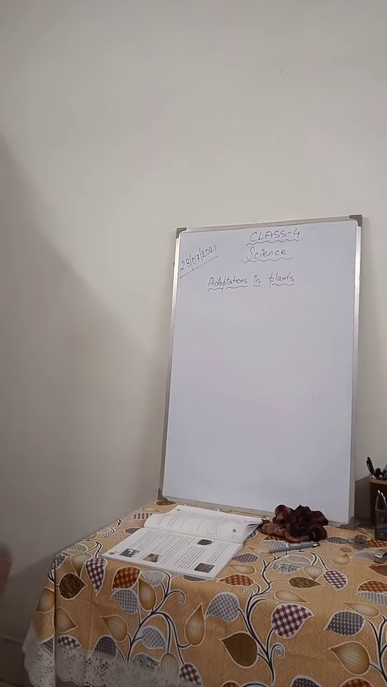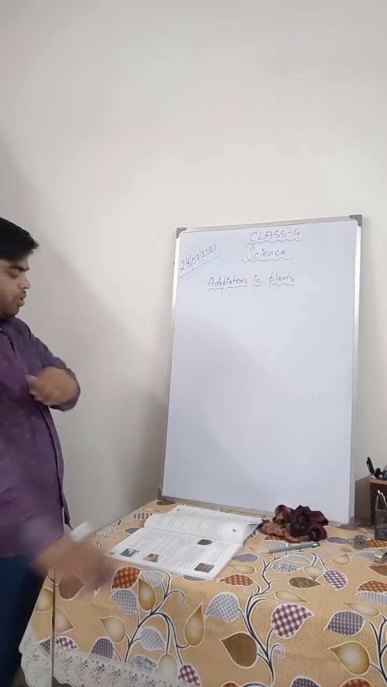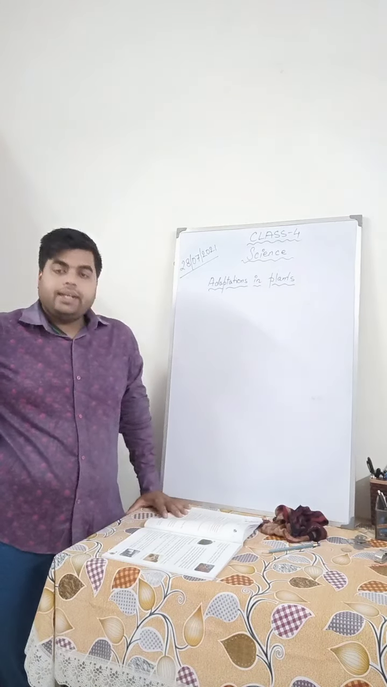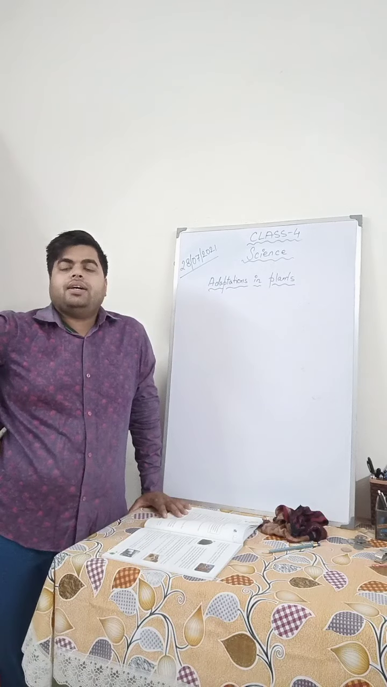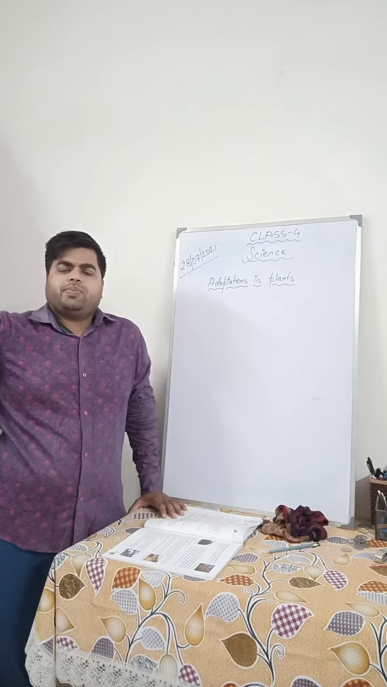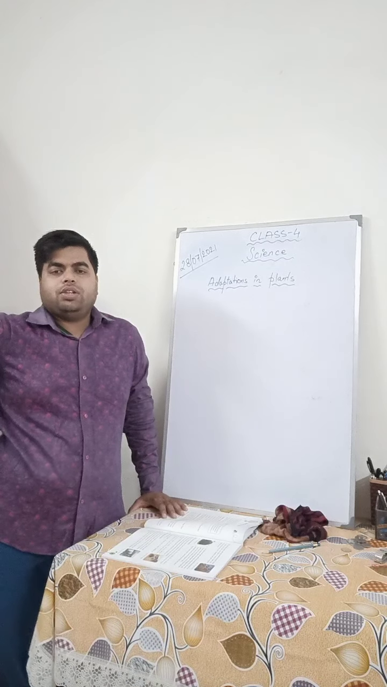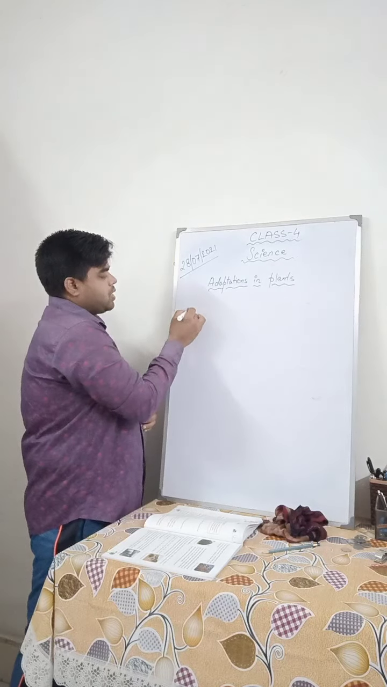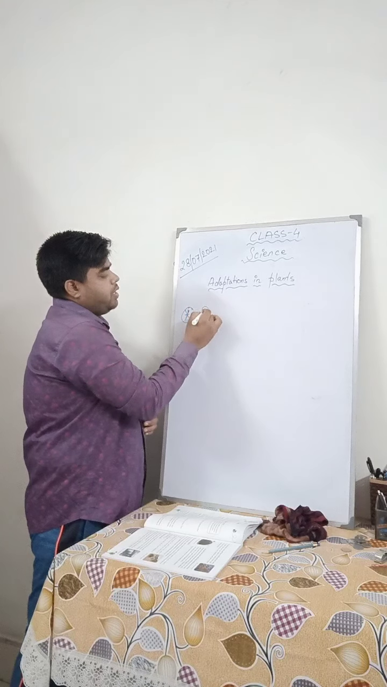Good morning, students. This video is for class 4 science. As you have already seen, yesterday we started the second chapter of your syllabus, that is adaptation in plants. I have already explained 2 pages during the online classes, and today we will start after that. So today our topic of discussion will be plants growing on hills.